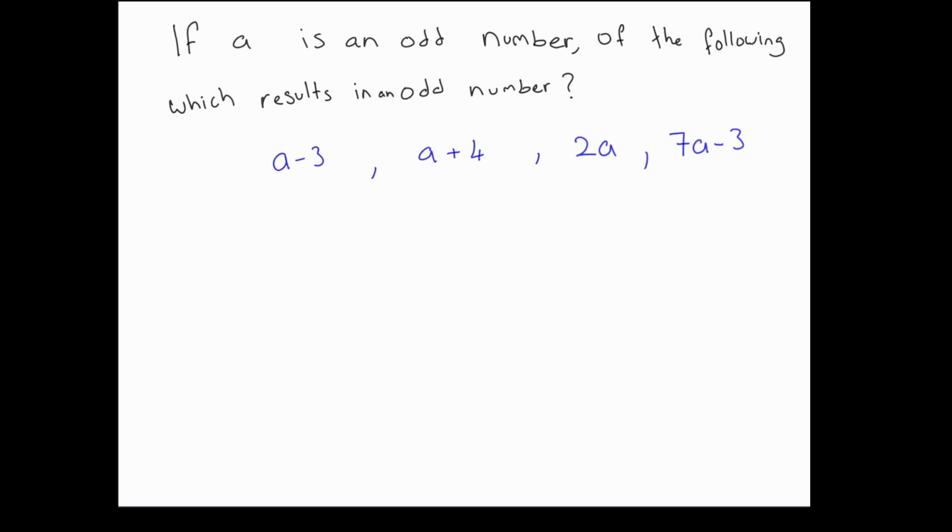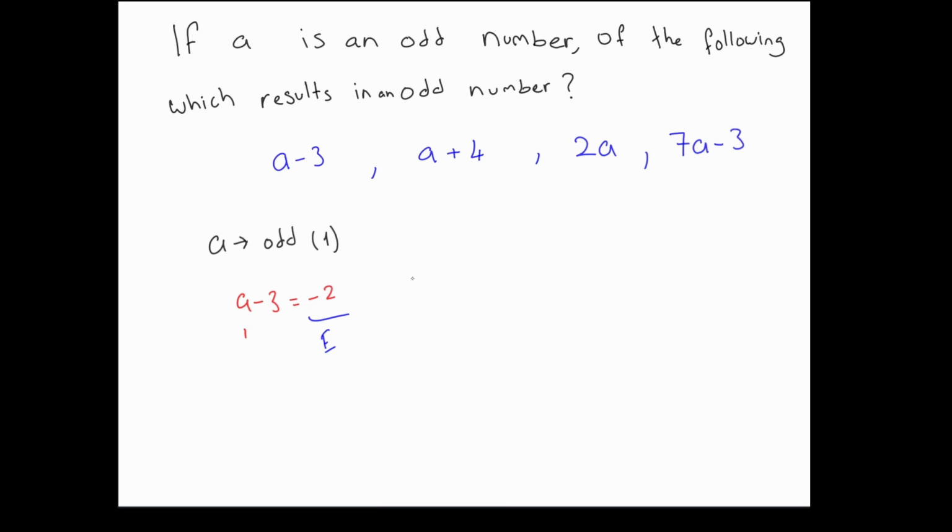If a is an odd number, of the following which results in an odd number? So we know that a is an odd number. You can just write that. And you can pick a number for it. So let's pick 1 to make our lives easier, right? Let's assume that a is 1. Now let's start from the left and keep trying. So a minus 3. We said 1 minus 3 is -2, which is an even number, so that's not one of the options that we're going to pick.